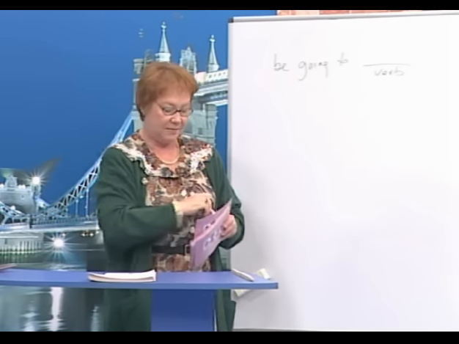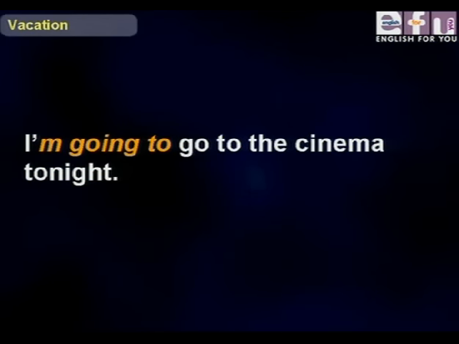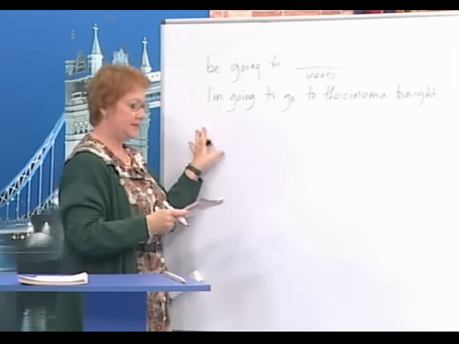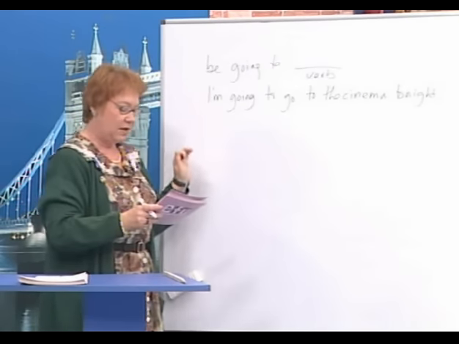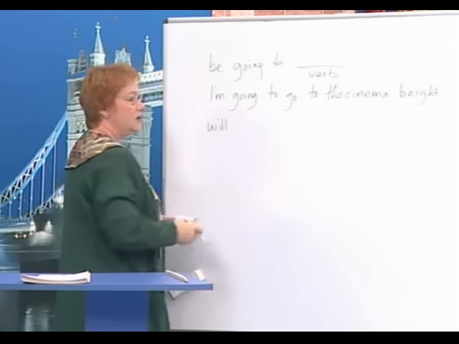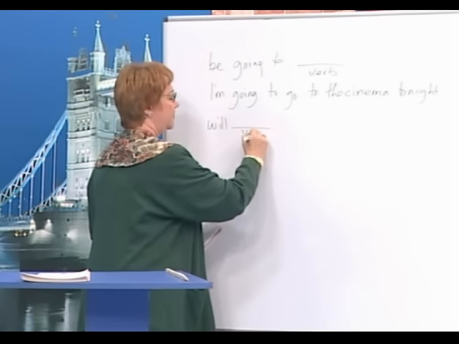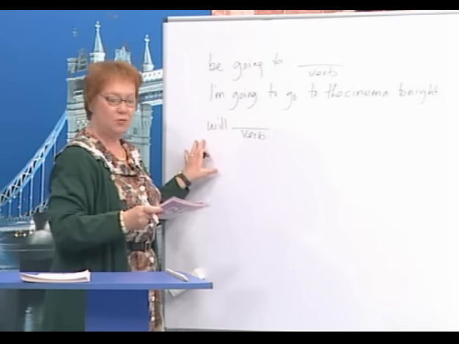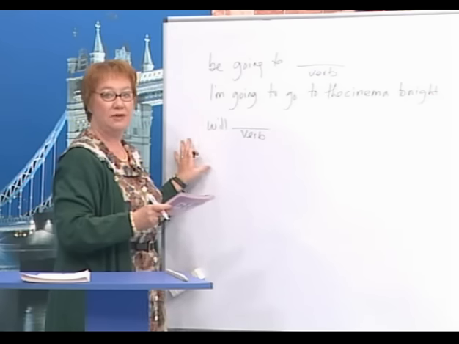Now, some examples are, I'm going to go to the cinema tonight. This is my plan, okay? I'm going to go to the cinema tonight. Now, if we want to use will, we can use this plus the verb. We can use this for polite questions, promises, offers, and predictions.